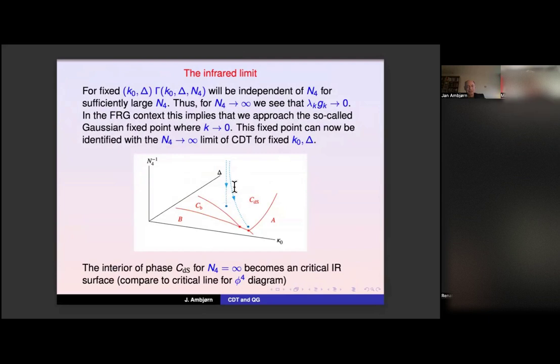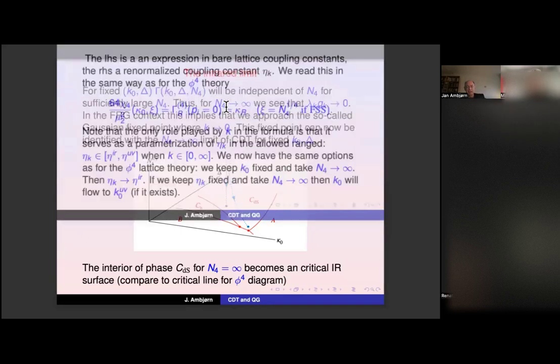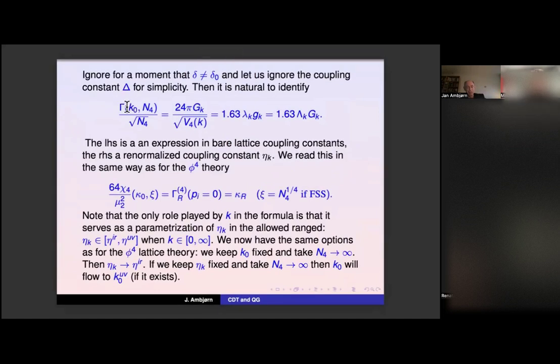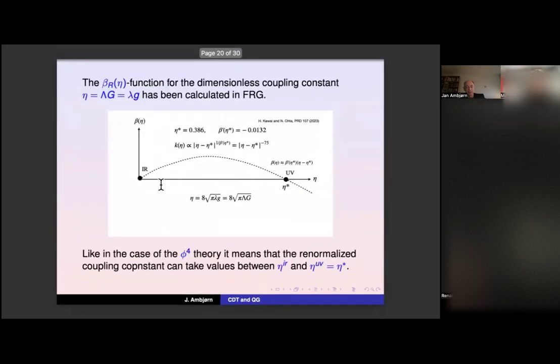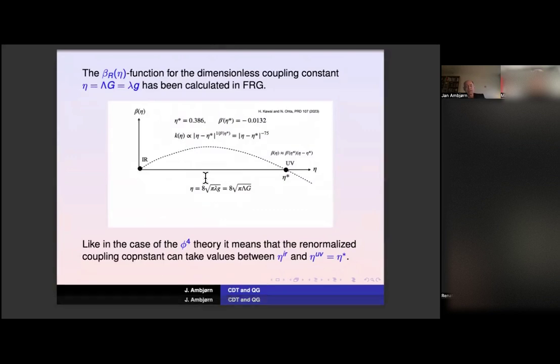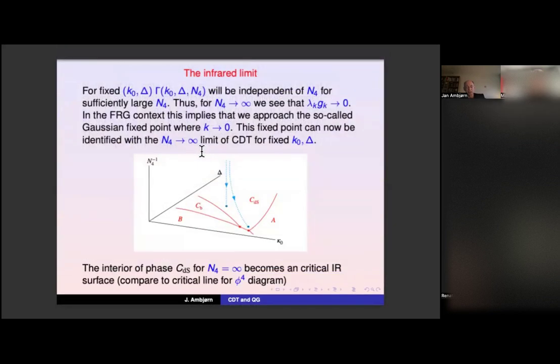So I've shown this figure again here. Now we keep the bare coupling constant fixed. And since gamma will be independent of n4, being sufficiently large, then it is seen from this relation here that if this is independent of n4, then the renormalized coupling constant, the product of these, goes to 0. So this means that we flow to the infrared fixed point here in terms of renormalized quantities.